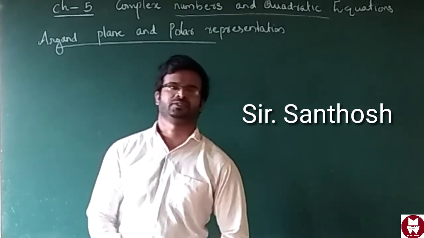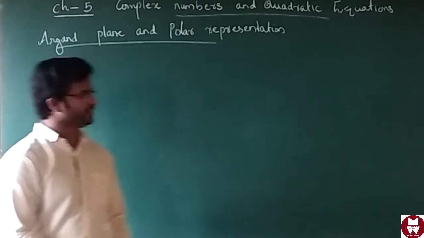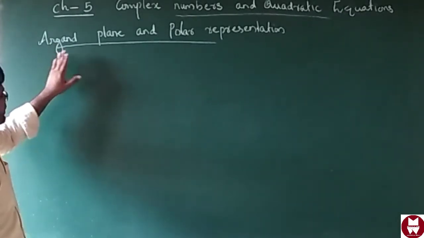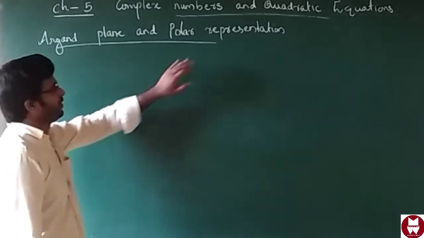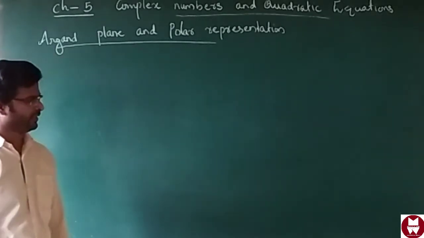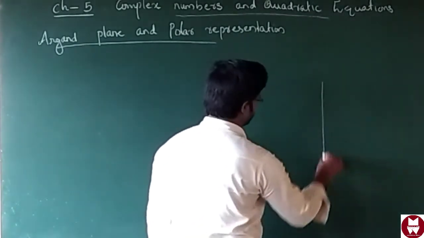Hi students, today we will study chapter 5, complex numbers. From that chapter, the Argand plane and polar representation. What is the Argand plane? In lower classes you have already studied the Cartesian plane.